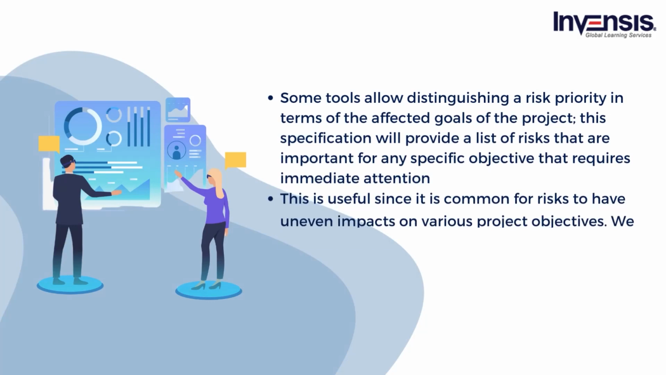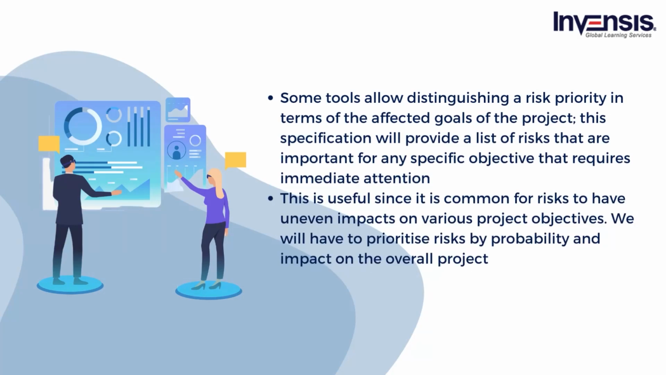Some tools allow distinguishing a risk priority in terms of the affected goals of the project. This specification will provide a list of risks that are important for any specific objective that requires immediate attention. This is useful since it is common for risks to have uneven impacts on various project objectives.